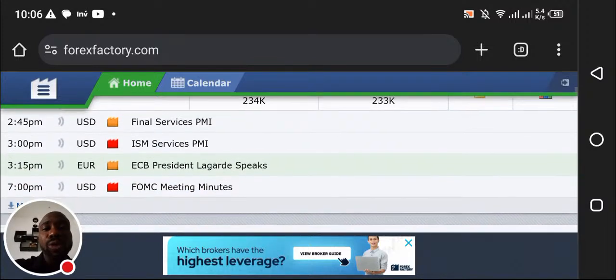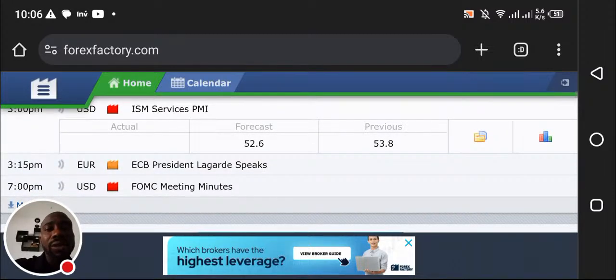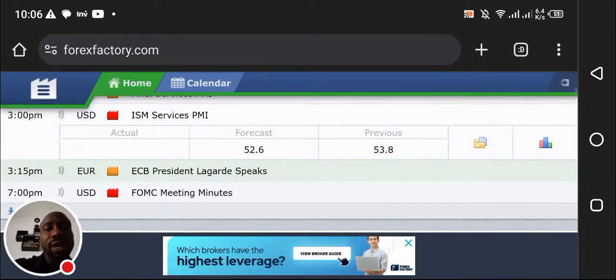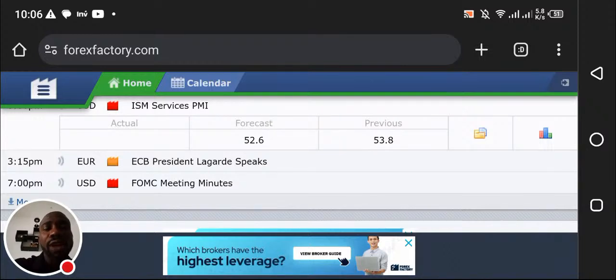And by 3 p.m., ISM services will be released. What's the forecast? They're expecting a decrease, so we'll wait for the actual. If the actual is higher than the forecast, it's positive for the dollar. If the actual is less than the forecast, that will be negative for the dollar.